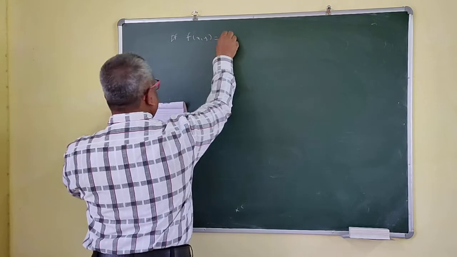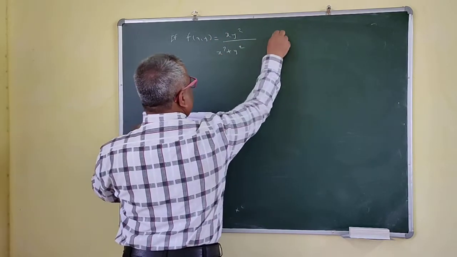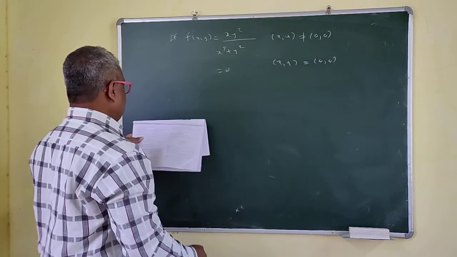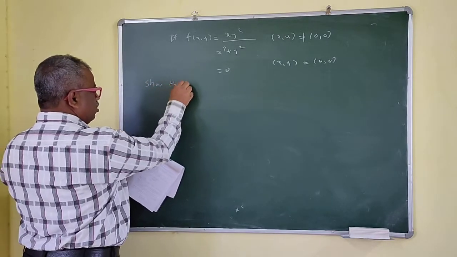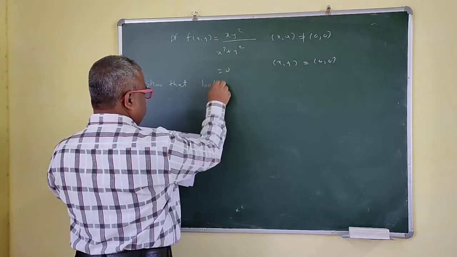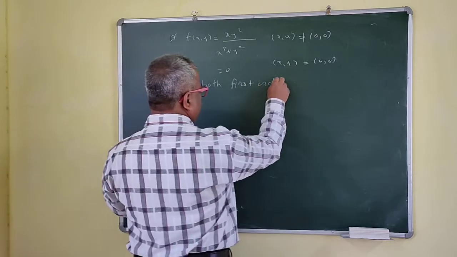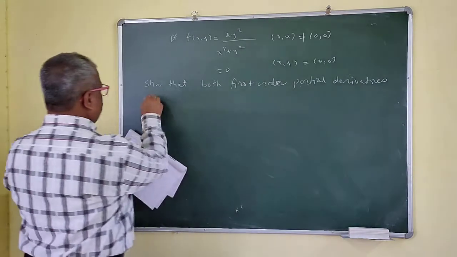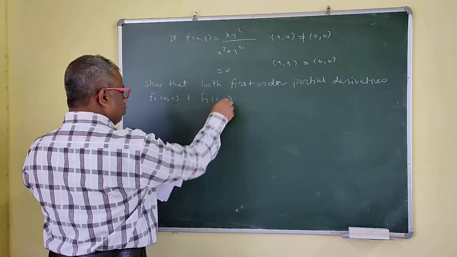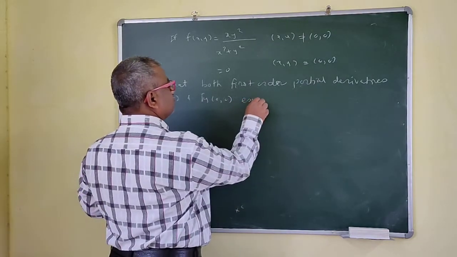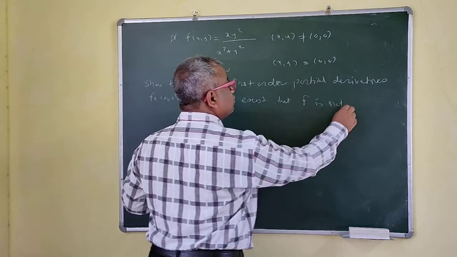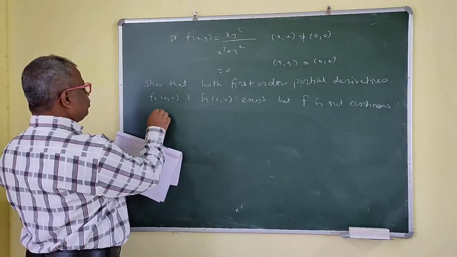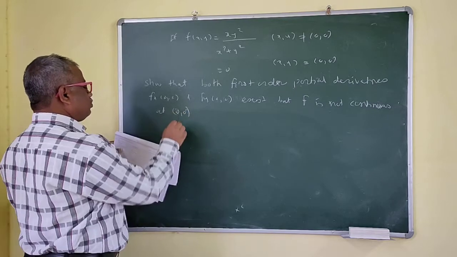If f of xy is equal to xy square upon x square plus y square, for xy not equal to 0, 0, and equal to 0 for xy equal to 0, 0. Show that both first order partial derivatives fx 0 0 and fy 0 0 exist, but f is not continuous at 0, 0.